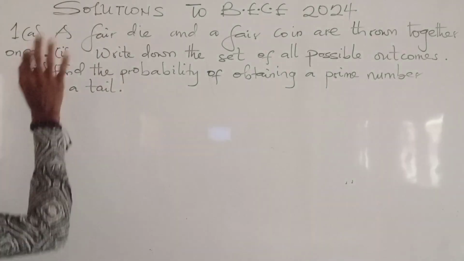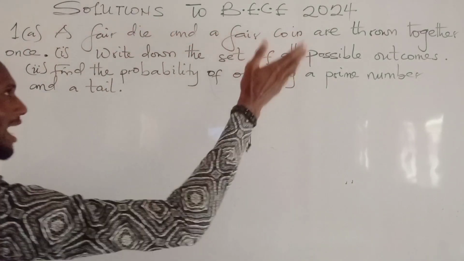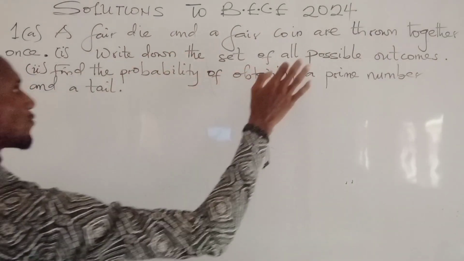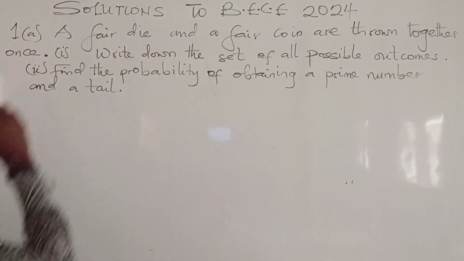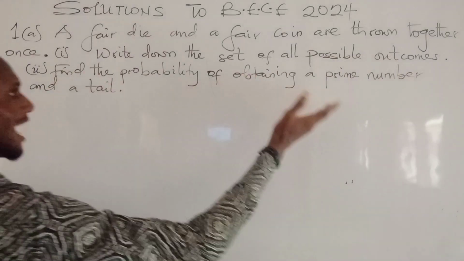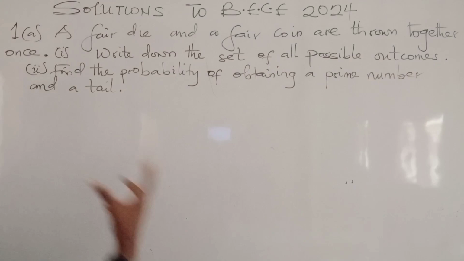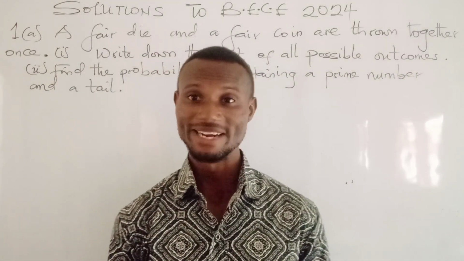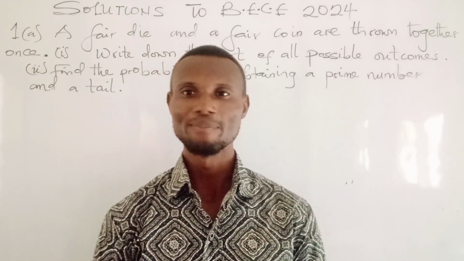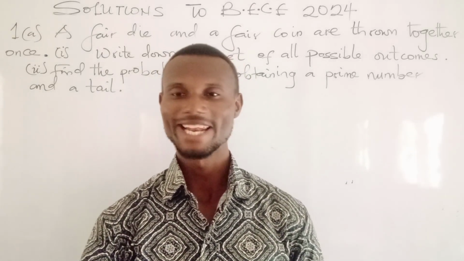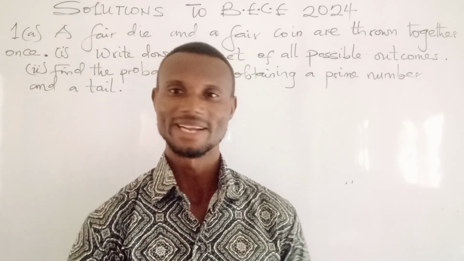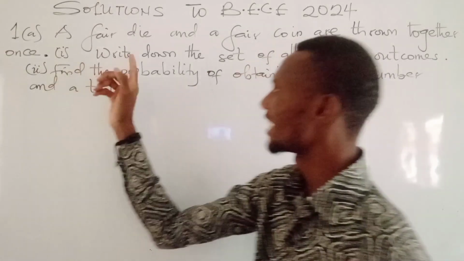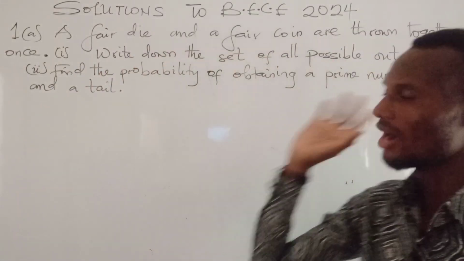It says that a fair die and a fair coin are thrown together once. I write down the set of all possible outcomes. I find the probability of obtaining a prime number and a tail. As you can see, it's a question on probability, and probability simply refers to the likelihood of something happening. That's it about probability. Part (i) of the question says that we should write down the set of all possible outcomes.